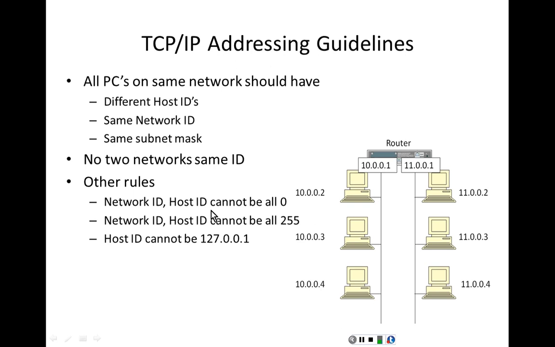The network ID and host ID cannot be all zeros. So you wouldn't have a network which is network 0.0.0.0. Furthermore, the host ID and the network ID cannot all be 255.255.255.255. That's reserved for broadcasts and subnet masks. And of course, the host ID, don't assign that to any computer because that's the self-test or local loopback. So these are IP addressing guidelines.